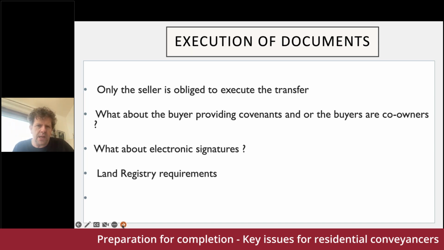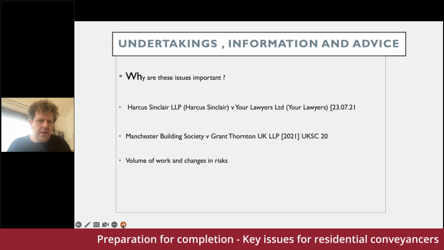Next thing I want to talk about, because I am conscious of time, are undertakings. And of course, I refer to the case of Harker Sinclair and Your Lawyers Limited, which highlights the potential danger of the provision of undertakings. The first point that I would make with regard to undertakings is that with volume of work and changes with regard to risk, the use of undertakings is a given in the conveyancing process, obviously, but it generates risk. And the first question that I want to raise is, should you be telling a buyer client of the risk of relying on an undertaking from a seller in the conveyancing process?